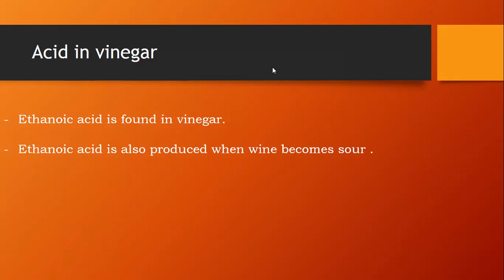Okay. We are going to take the acids in the vinegar. What's the name of the acid that's found in the vinegar? Its name is ethanoic acid, not methanoic as we took before. This is the name of the acid that I can find in the vinegar. Ethanoic acid is also produced when the wine becomes sour. How can this happen? Let's see here.